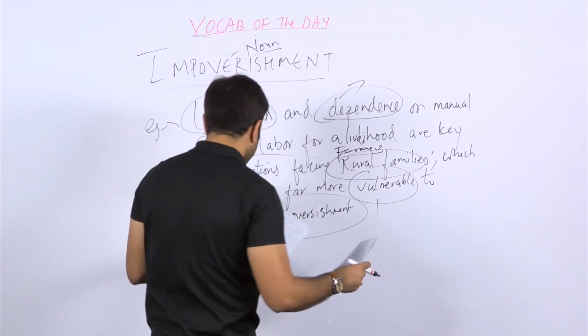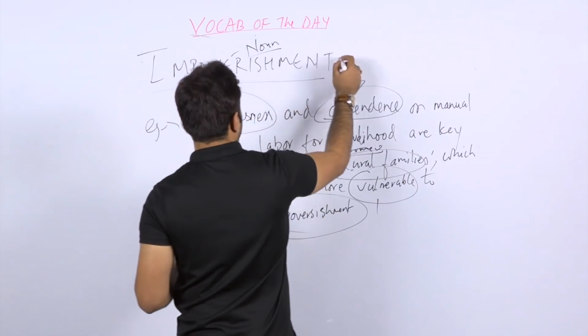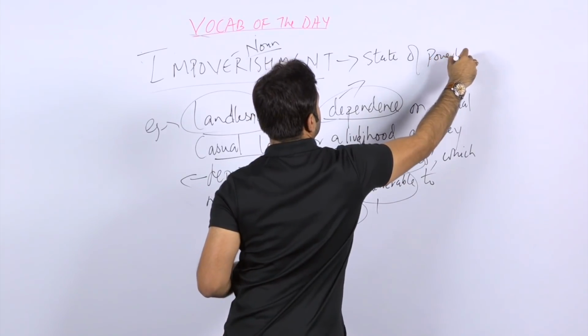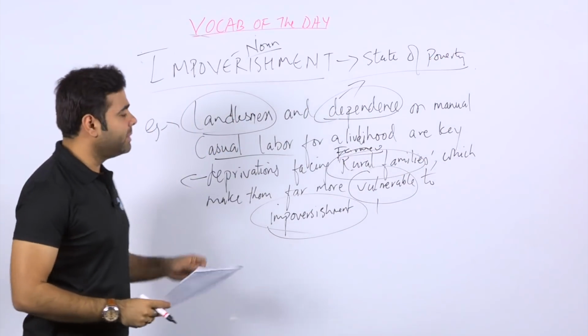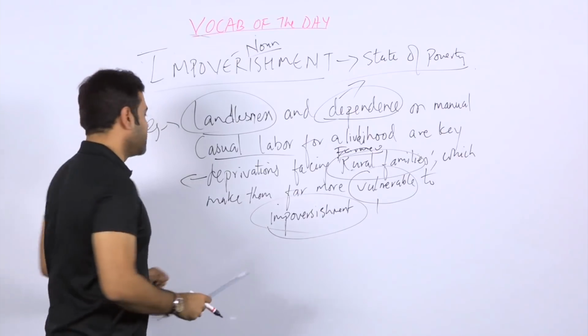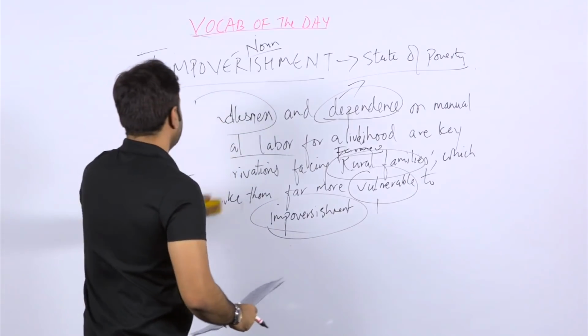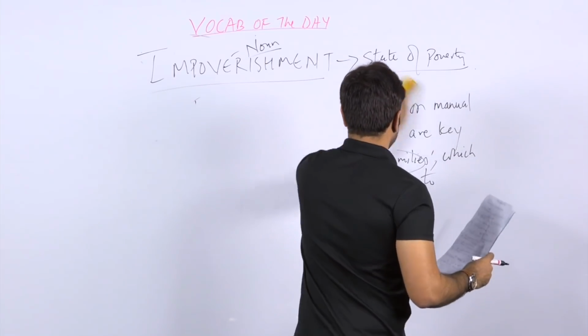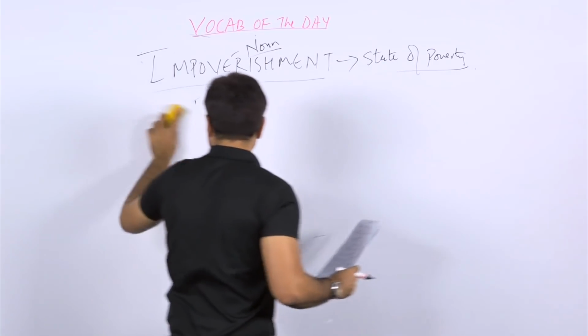Now what does impoverishment mean? Impoverishment is the kind of state of poverty in simple words, isn't it? Are you getting it? The state of poverty is being talked about in this sentence. Let's talk about the synonyms before we take much time for this particular word, because more words are waiting for us. So what are the synonyms?